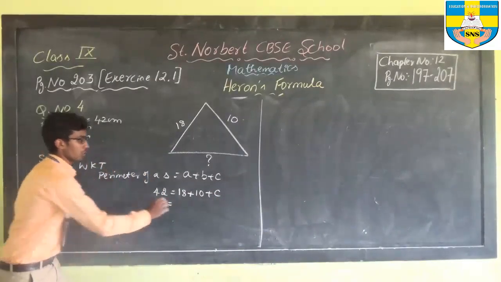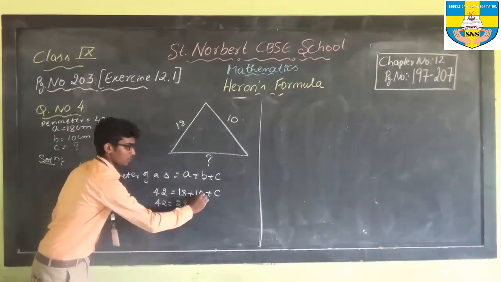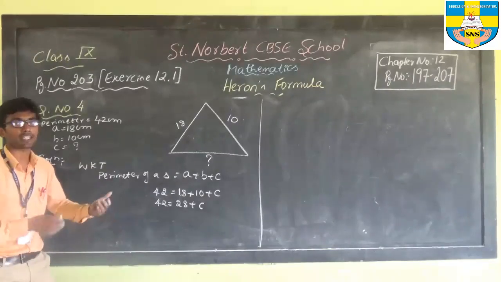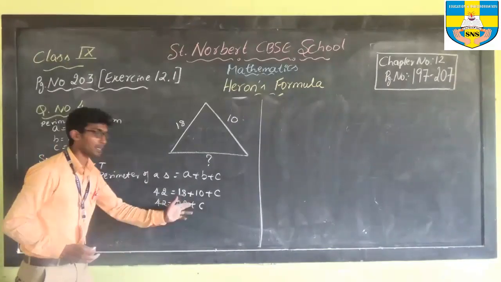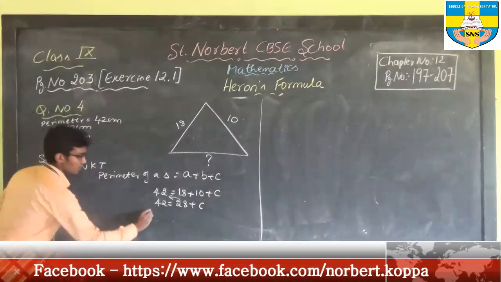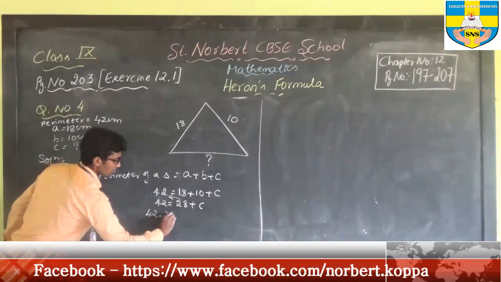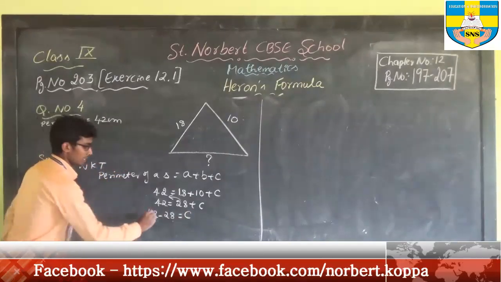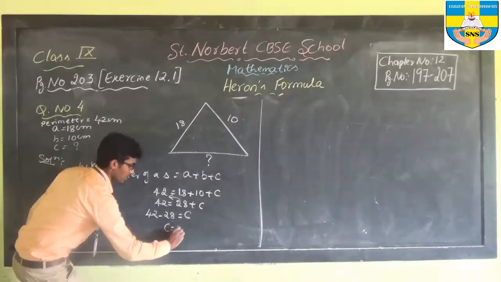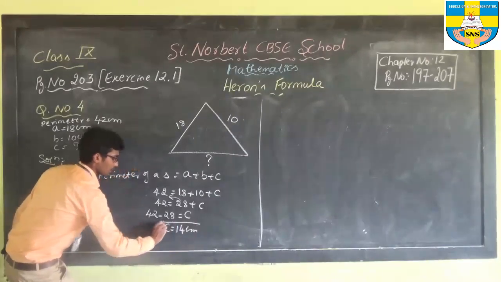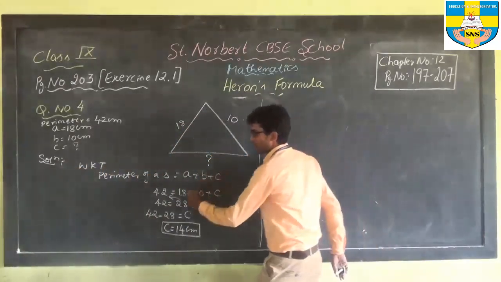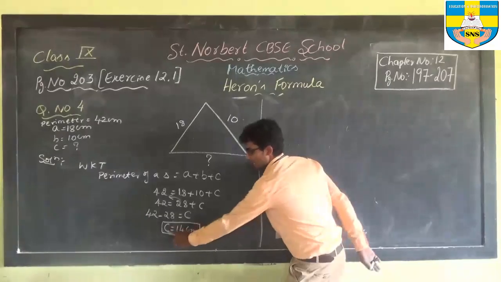42 is equal to 18 plus 10, that is 28, plus c. c is unlike, we can't add it to the 28, so don't try 28c. It should be 28 plus c. Then if you bring 28 from the RHS to the LHS, it will become 42 minus 28 is equal to c. Then 42 minus 28 is nothing but 14, or you can write c is equal to 14 centimeter. Right? Try to find the way to calculate the missing number. c is nothing but 14.